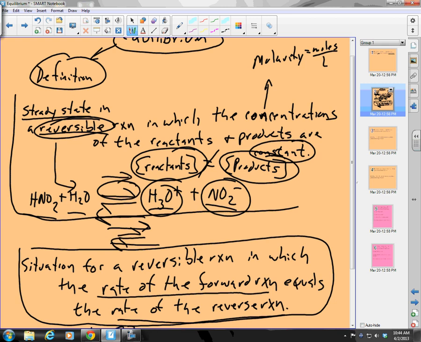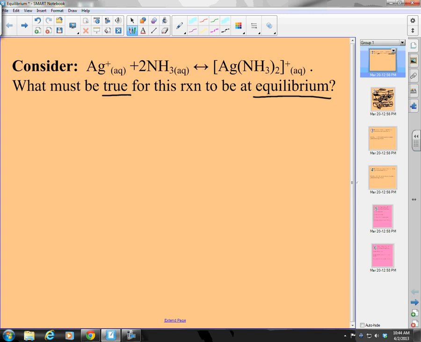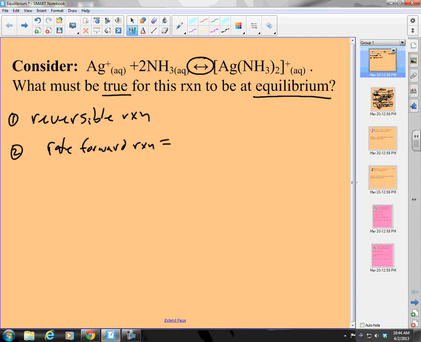Good. And they both have a couple things in common. What must be true? Well, the first thing that must be true is I must have a reversible reaction. The second thing that must be true, and we can say this two ways, is that my forward rate, the rate of the forward reaction, must equal the rate of the reverse reaction.